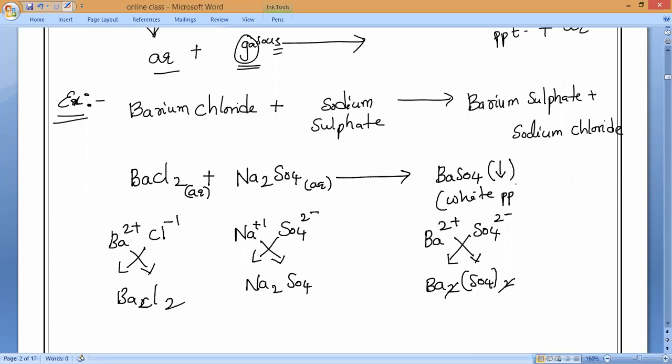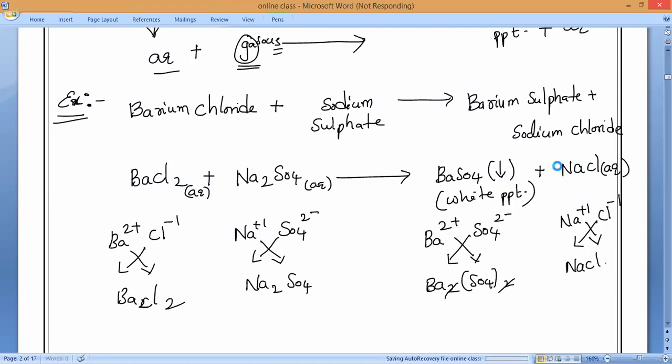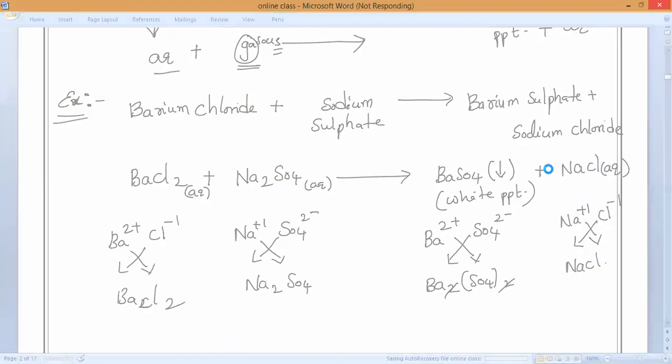Color is very, very important. So white precipitate, plus we get sodium chloride. What is the formula of sodium chloride? NaCl, and the state is aqueous. One precipitate, one aqueous. Na plus 1, Cl minus 1, so exchanging gives NaCl. Now it is not balanced. Let me see who will balance first. 2 NaCl, because sodium is 2 and chlorine is also 2 on the reactant side, but here only 1. So I can keep 2 here.